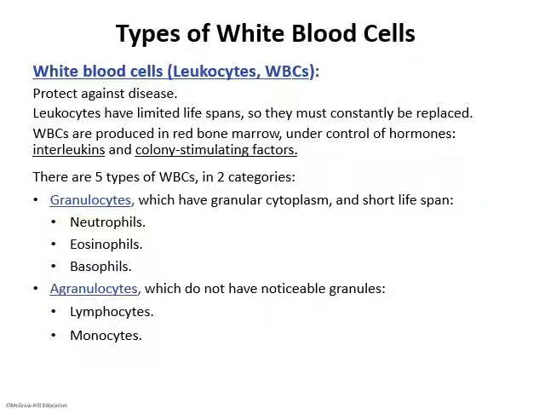Okay, so as far as the types of white blood cells, we're going to have granulocytes and agranulocytes. Granulocytes have granules in their cytoplasm and typically have a short lifespan. Agranulocytes do not have granules in their cytoplasm. So your granulocytes are going to be neutrophils, eosinophils, and basophils. Agranulocytes are lymphocytes and monocytes. As far as the hormones that cause the creation of white blood cells, you don't need to remember the interleukins and colony stimulating factors.